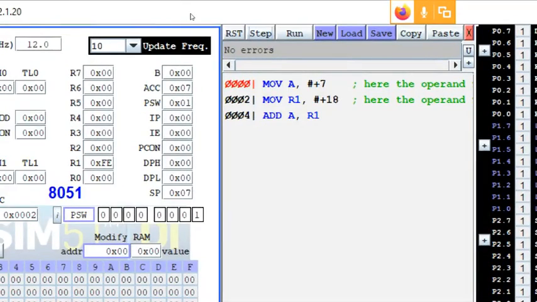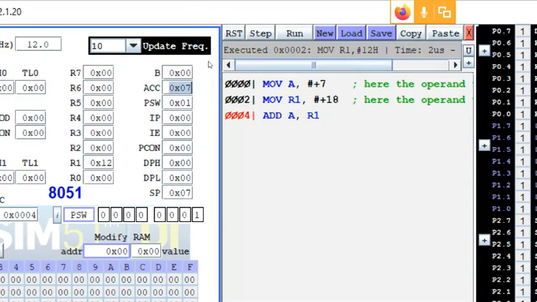So in the accumulator we are sending 7. In the R1 we are sending 18. But the 18 is 12 in hexadecimal. Remember, these two numbers are decimal because there is no H after these two numbers. So these are simple decimal numbers. So in the register R1 we have 12. In the accumulator we have 7.